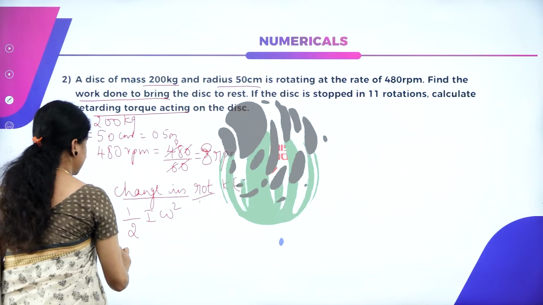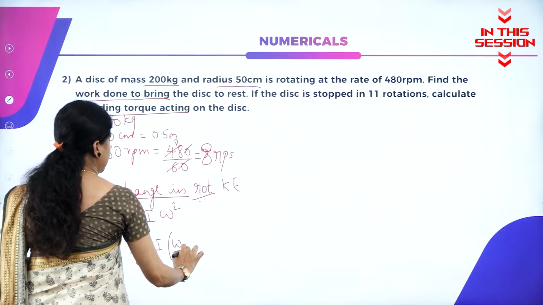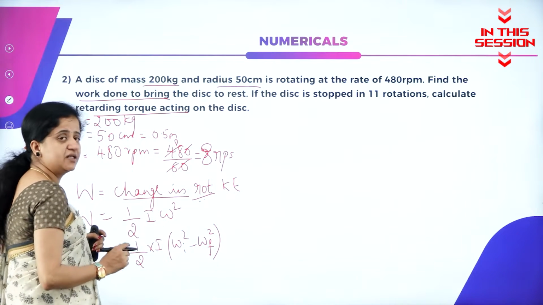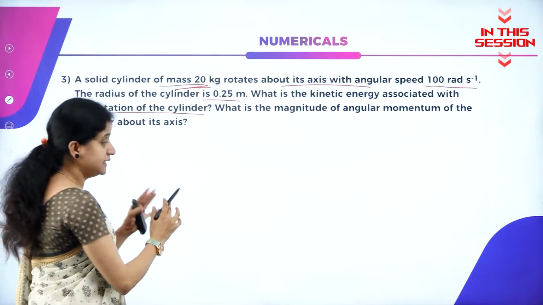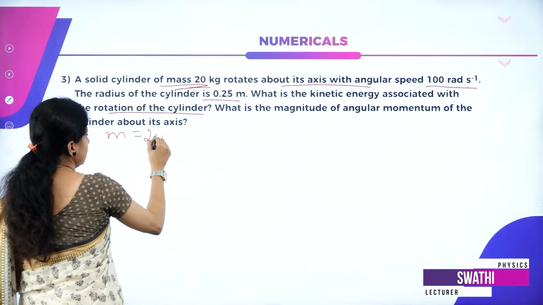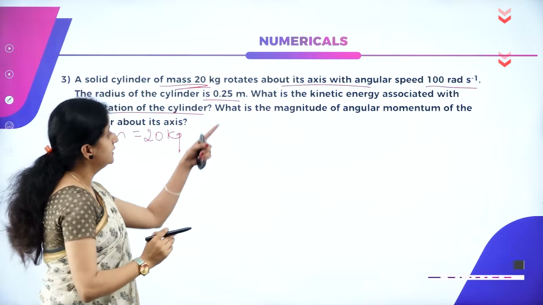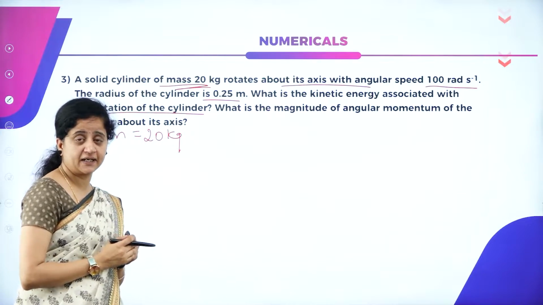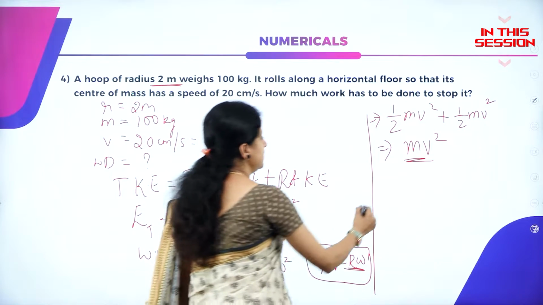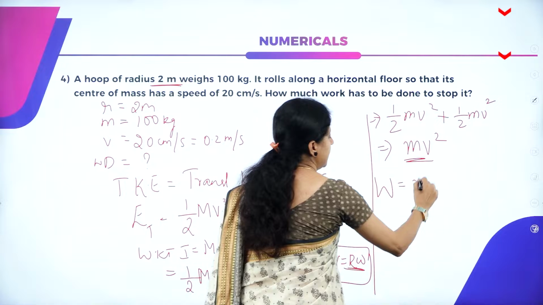Change in rotational kinetic energy, and hence we can write it as half into I omega I square minus omega F square, that is final value and initial value difference. We have a cylinder whose mass is 20 kg and it rotates about its axis with angular speed of 100 radians per second. We have to calculate what is the work that has to be done to stop. So which means W is nothing but the energy stored and it is mv square.